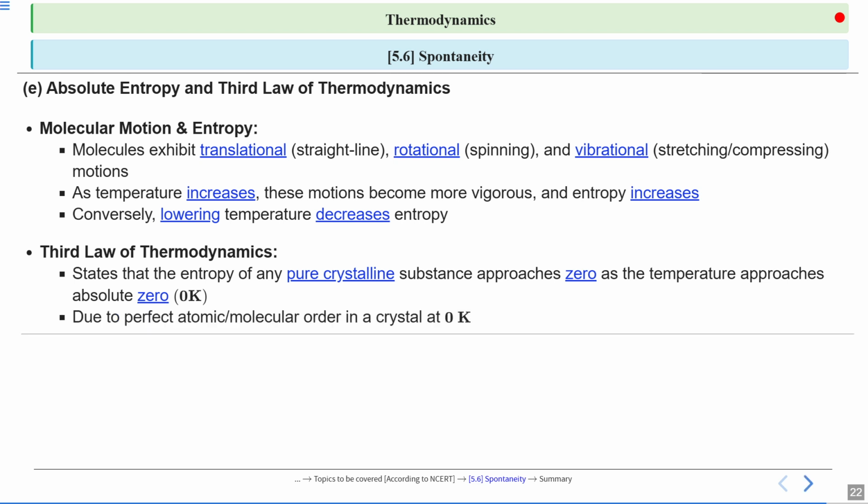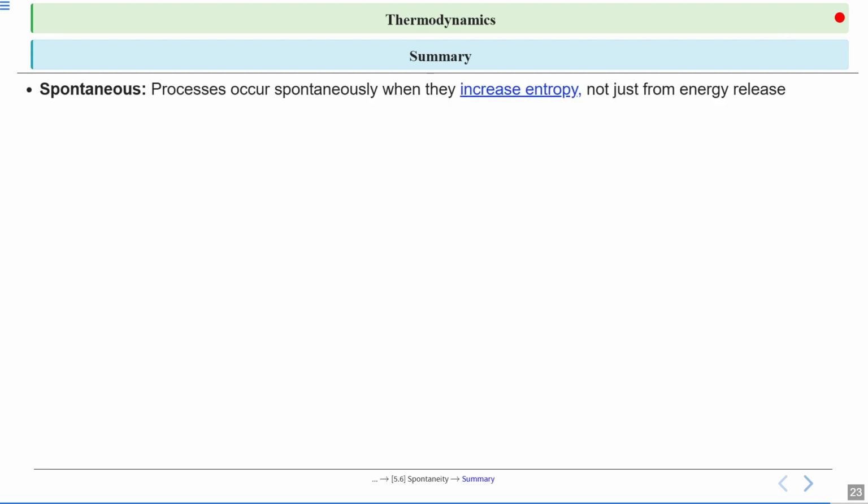And due to perfect atomic and molecular order in a crystal at 0 Kelvin, we can say that the entropy also becomes 0. Now, let us try to summarize all that we have dealt with till now. First, we saw that spontaneous processes are those which occur without any external agency, and in that process, the total entropy, including the system and surroundings, increases.